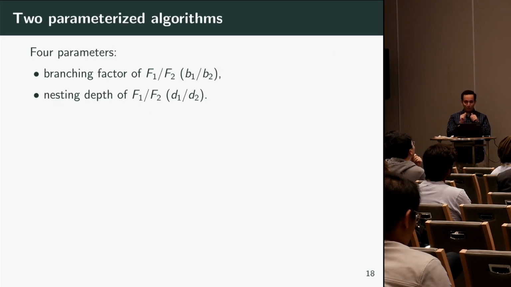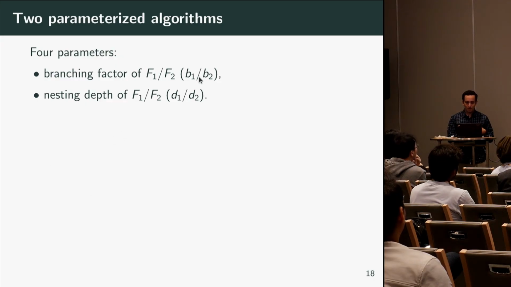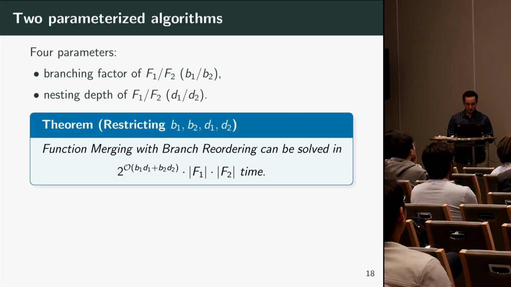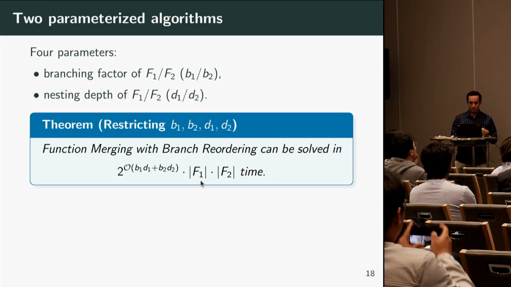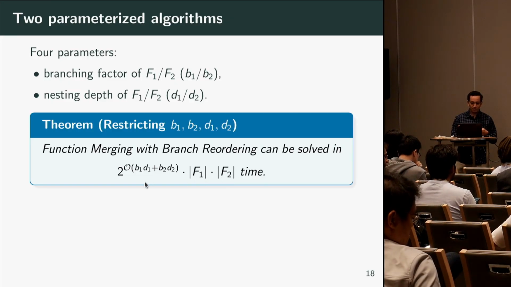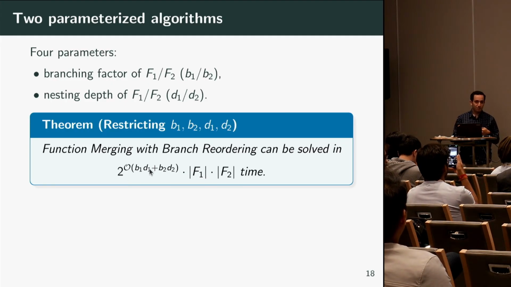Okay, so we actually have 4 parameters for each of the 2 functions. We have the branching factor of f1 and f2. Let's call them b1 and b2. And the nesting depth of f1 and f2. Let's call them d1 and d2. And our first algorithm is concerned with the case where we restrict all 4 parameters. So we give an algorithm with this running time. It's polynomial in the input size and exponential in the 4 parameters.